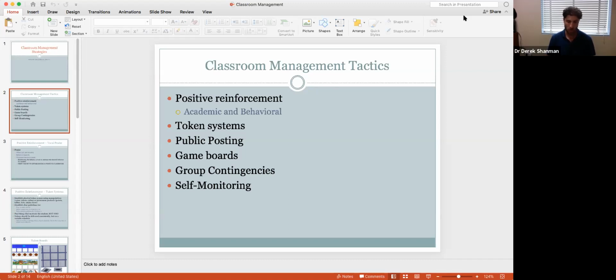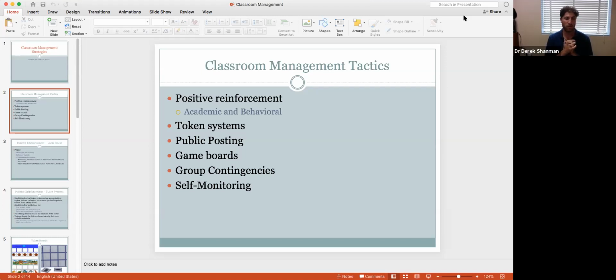Well, every class will have positive reinforcement. I'm going to talk about that today. I'm going to come back to that in much more detail next week, but every class is going to have positive reinforcement systems in place for both academic and behavioral support. We are going to have token systems in place. We'll see what those might mean or might look like.